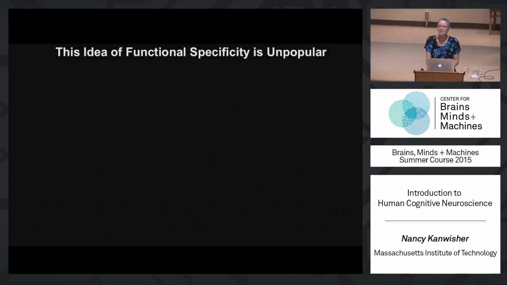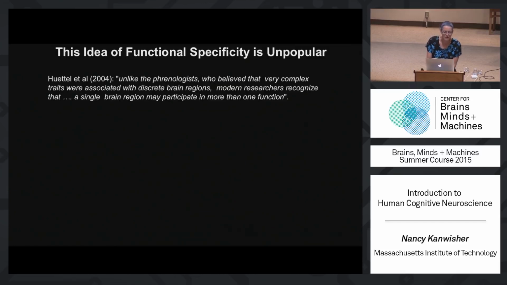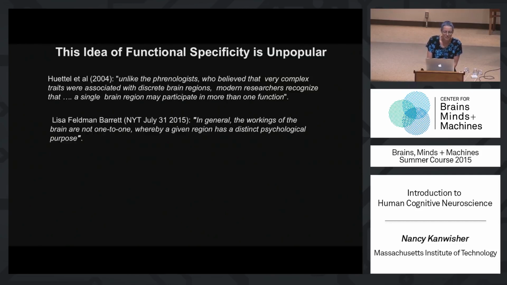So this idea that I'm staking out here has become kind of unpopular. It's very trendy to say, oh, of course, we know the brain doesn't have specialized components. So for example, here's from a textbook, Scott Huettel: unlike the phrenologists who believed this very stupid idea that very complex traits were associated with discrete brain regions, modern researchers recognize that a single brain region may participate in more than one function. Well, he built in the hedge word may, so we can't really have a fight. But he's trying to stake out this different view.